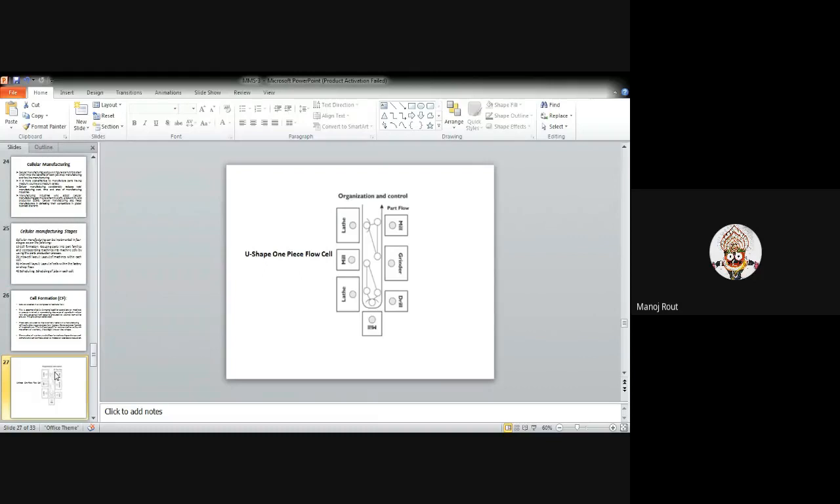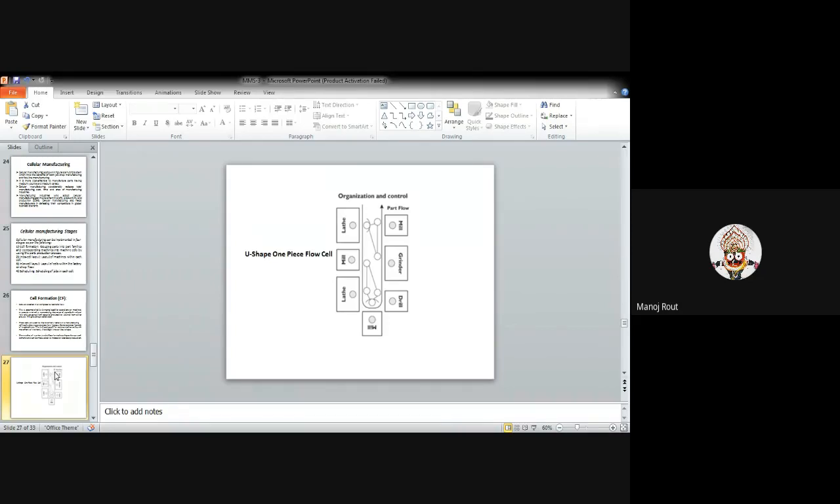This is a U-shape one-piece flow cell, and it is easy to organize, control, and monitor the activities of workers from one workstation to another. The part flow starts from lathe, then milling machine, then again lathe, then milling machine, then drilling machine, then grinding, then milling machine. After getting the desired product through the machining process, the part exits. Here you can see that only two people need to move from one place to another, and they can quickly and efficiently do their work, which also increases productivity.